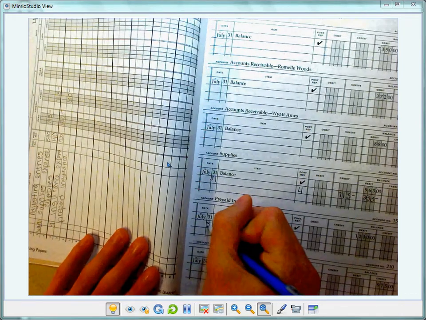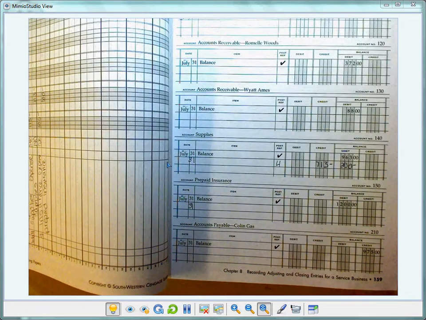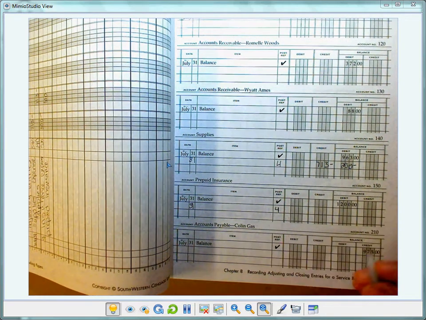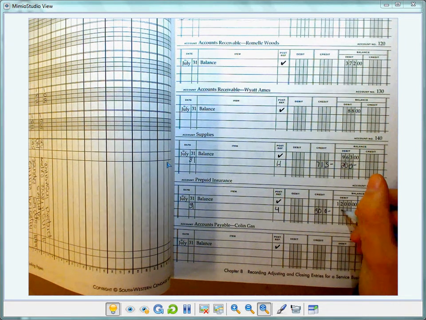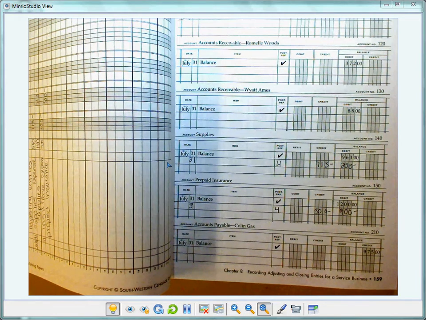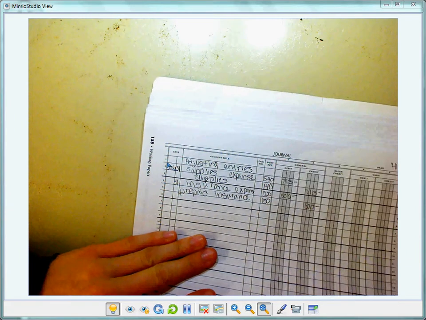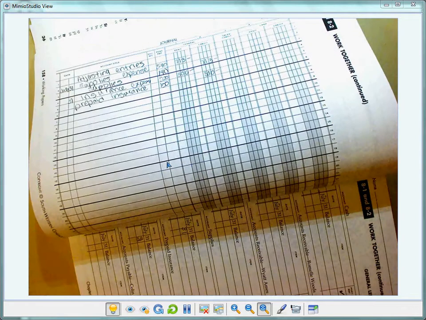Okay, our last one to post, prepaid insurance. We're going to find that on page 159. So our 31st is the date. Post reference is 4. It's a credit of $300. So can you tell me what our new balance would be? Yes, $900. That's a debit. And go back and do our post reference. And what is that number? 150. Okay, 150. We have everything done.